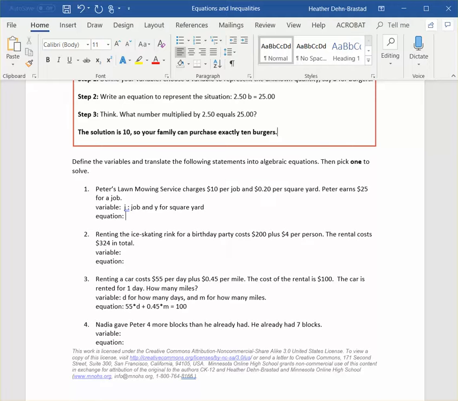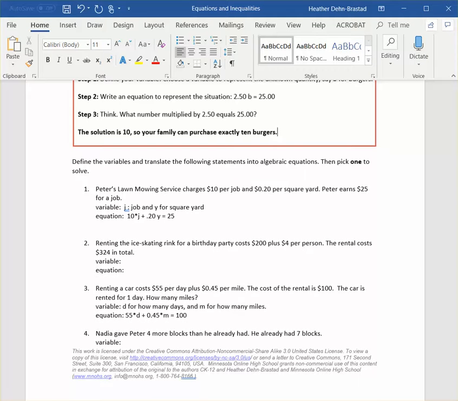So the equation is he charges $10 per job, so that's per, so that's times, and 20 cents per square yard. So that end is a plus. He's going to charge $10 a job plus more money for every square yard. So that would be 0.20 times Y. And it says that he earns $25 for a job. That means that the job is equal to 1.